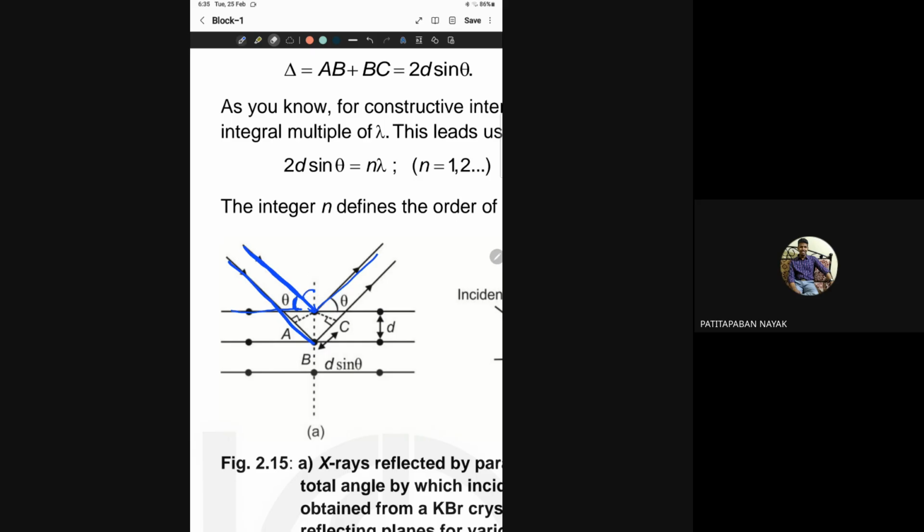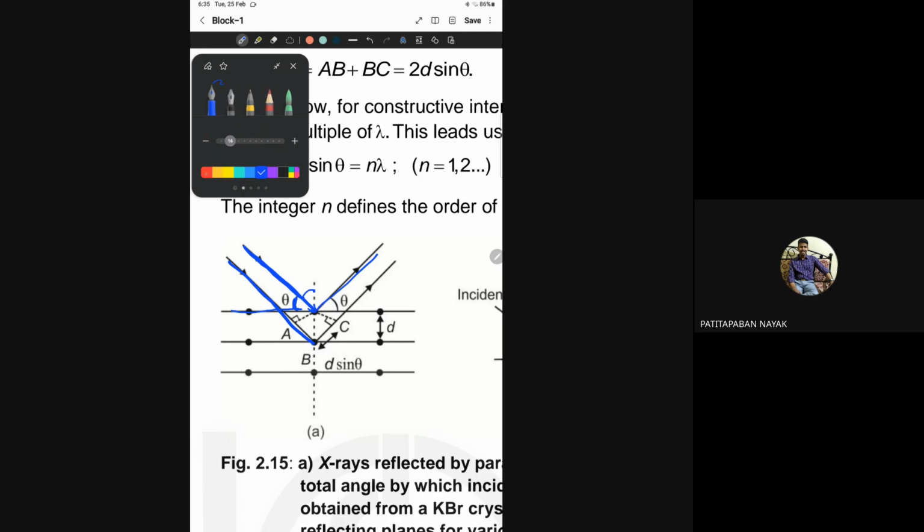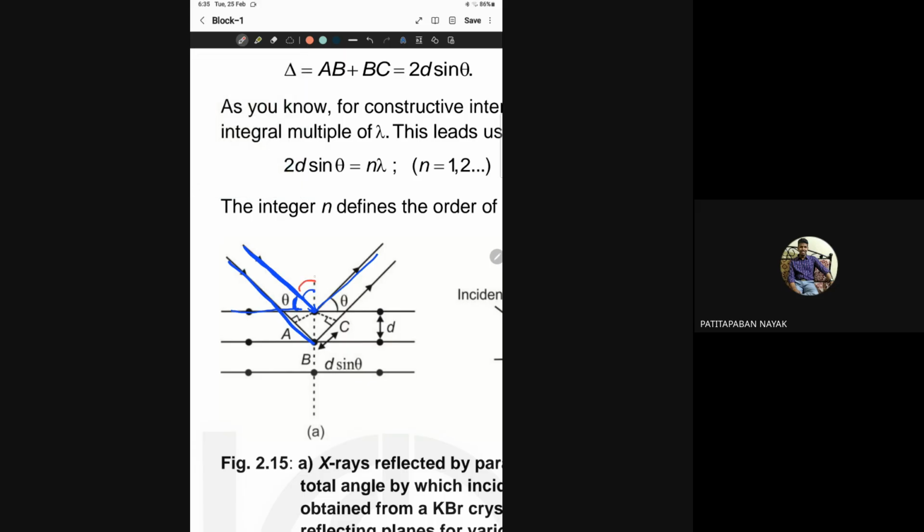This one is, let me draw it small. So this angle is the incident angle, and this angle, whatever is drawn over here. The theta is not the incident angle; it is the grazing angle. It's the angle it makes with the crystal. So this is theta.